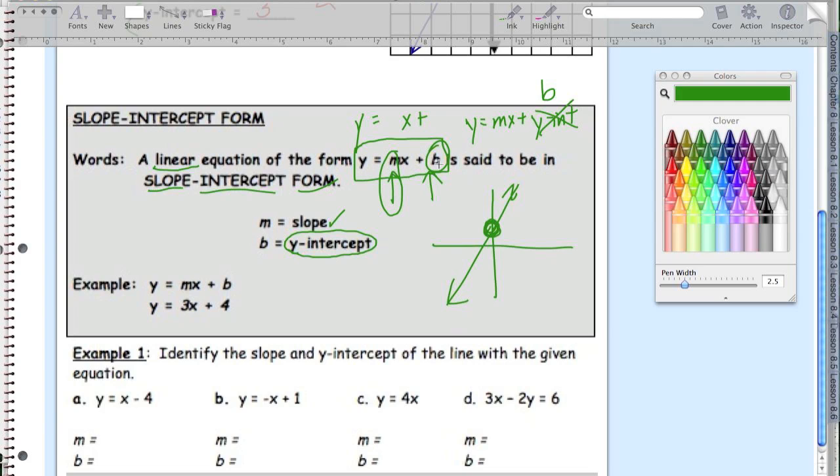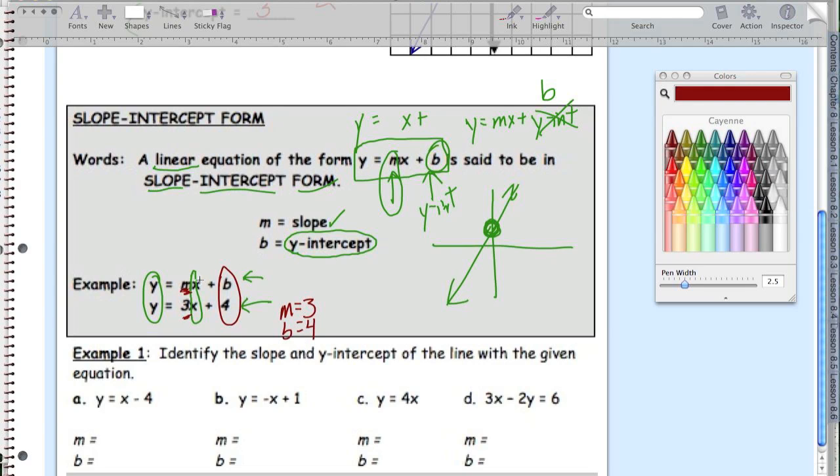Y equals mx plus b. Okay, so that's our y-intercept. All right, let's look down here at the example. Notice your y's stay the same. This is the general form. This is our actual equation. The x's are there also. Then we have two special cases. Our m is represented by 3, so in this case my slope is 3. And my b value, the number outside by itself, is represented by 4. So my y-intercept is 4.